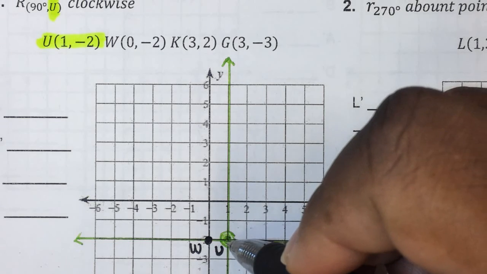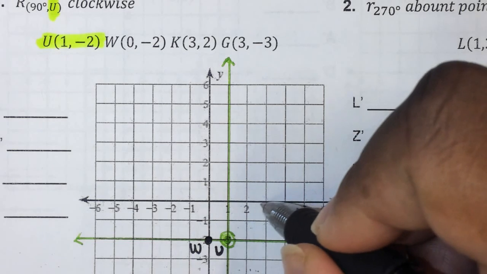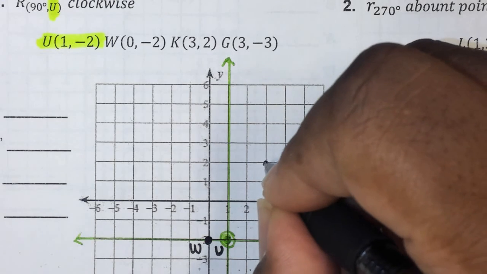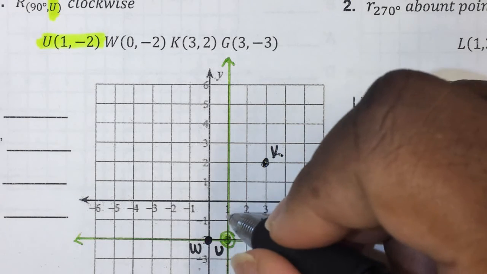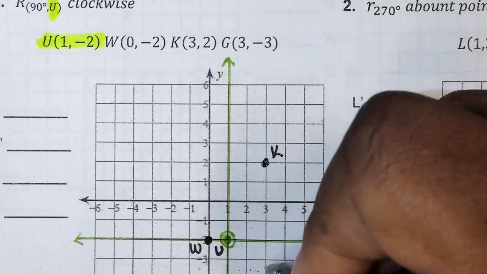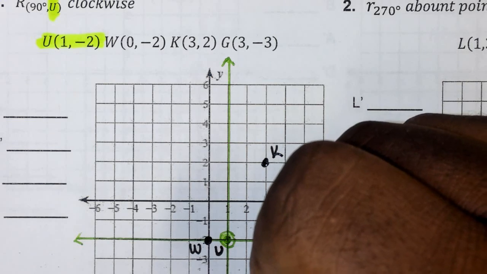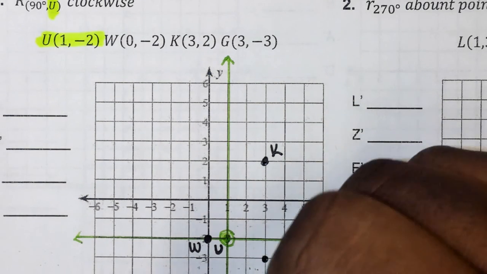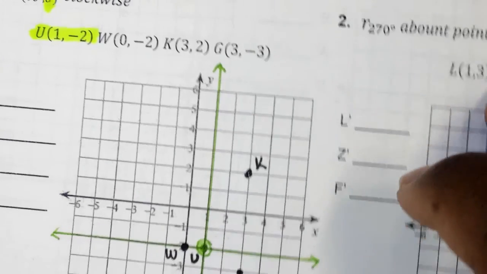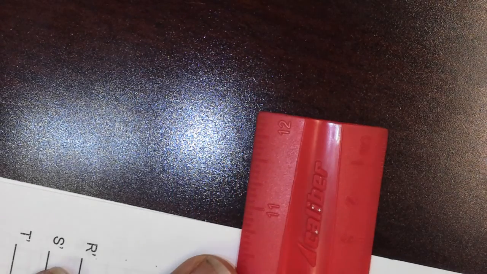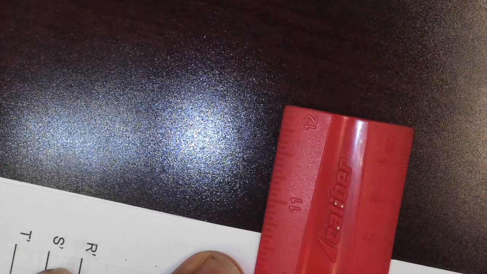The next point will be K, which is at 3, 2. Here. The next point is G, which will be 3, -3. This figure is a weirdly shaped figure. To connect it, go in the order the letters were given to you. U, W, K, G. Go from U to W, W to K, K to G, G back to U. And connect.